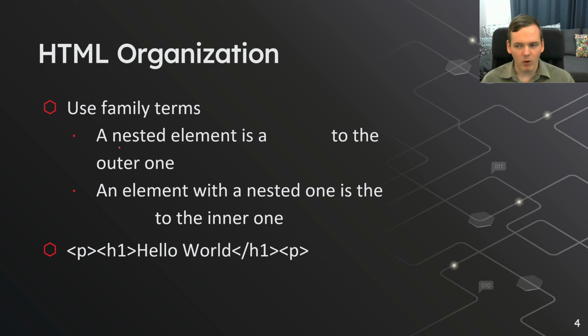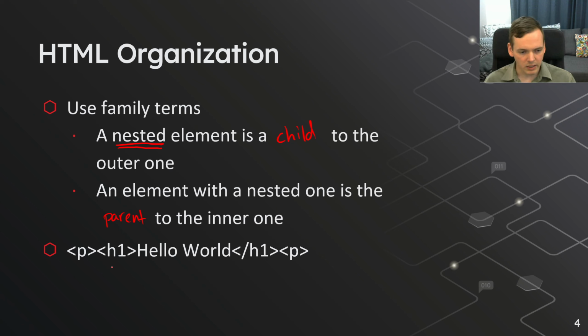So next, let's talk about organizing the HTML overall. When we're talking about kind of how things all relate to each other, we use family terms. So nested, and nested is just the word we use for inside. You'll see that a lot. A nested element is a child to the outer element, and then an element with another element nested within it is the parent element to the inner one. And then you can extend this to grandparent, grandchild, etc.